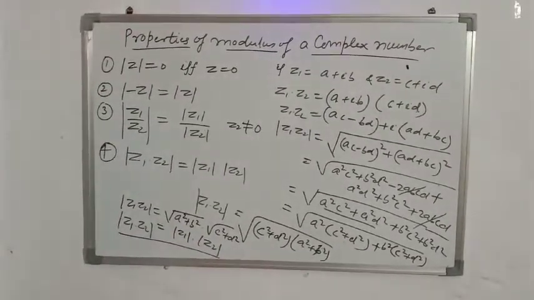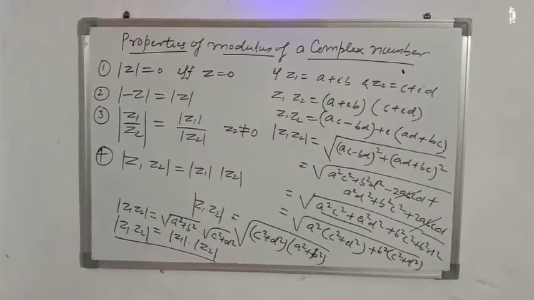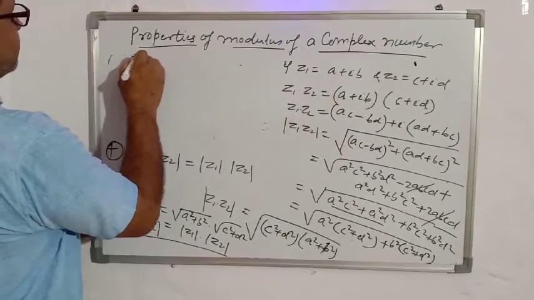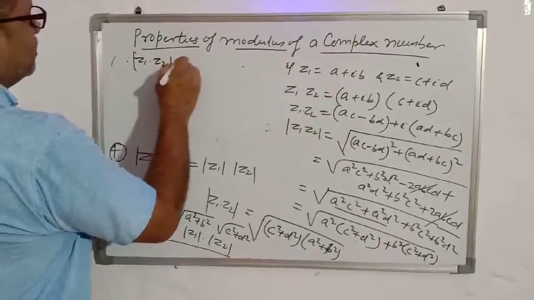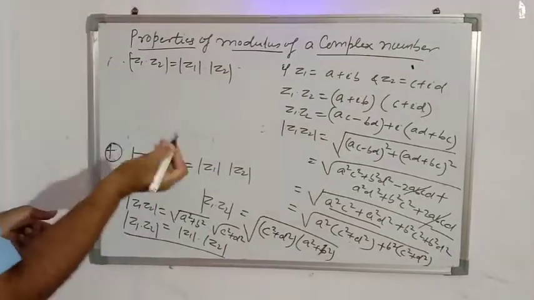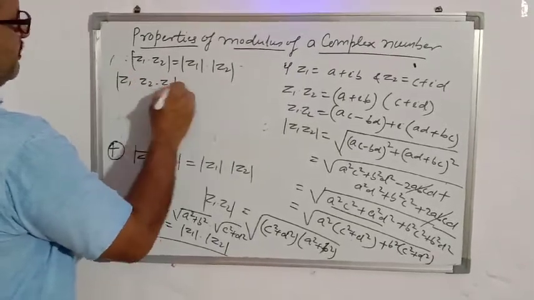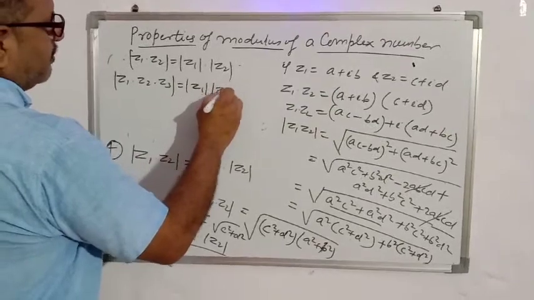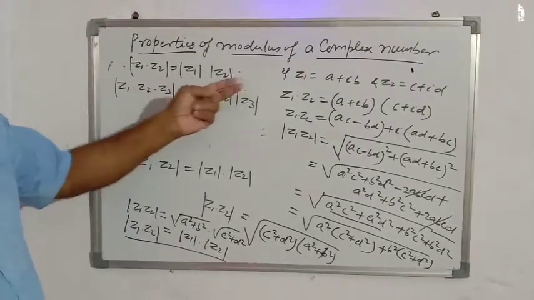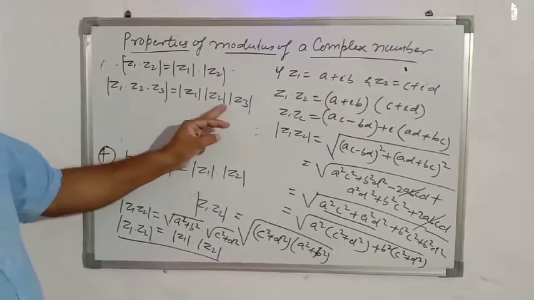So these are the properties of modulus of a complex number. One more thing I want to tell here. Since mod of Z1 into Z2 is equal to mod of Z1 mod of Z2, if there are three complex numbers Z1, Z2, Z3, then we can write mod of Z1 mod of Z2 mod of Z3. Means we can generalize this property. If three complex numbers are there, we can write it separately, mod of Z1 mod of Z2 into mod of Z3.